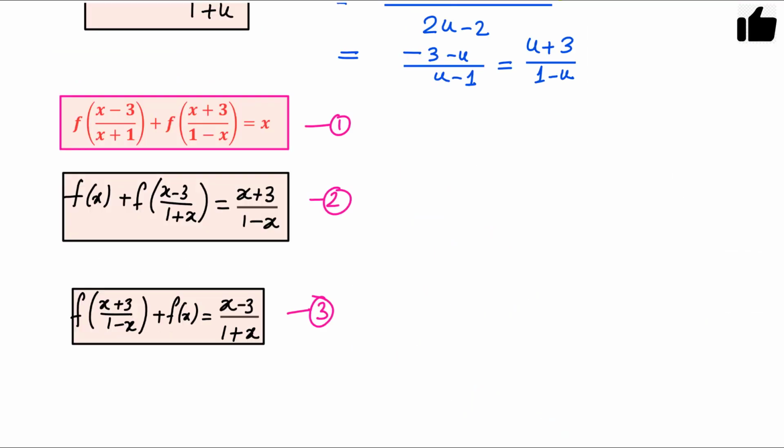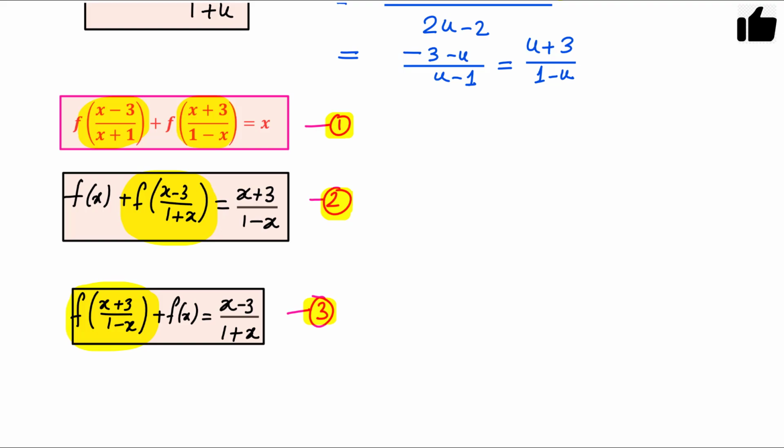Now here I have rewritten equation 1, 2 and 3. So this is equation 1, this is 2 and this is 3. Now see, you have this term in equation 2 and you can substitute this term in equation 1. Similarly, you have this term in equation 3 and you also have it in equation 1. So what you can do is, you can calculate the value of this term from equation 2 and the value of this term from equation 3, and you can substitute in equation 1 and you can get the f(x).